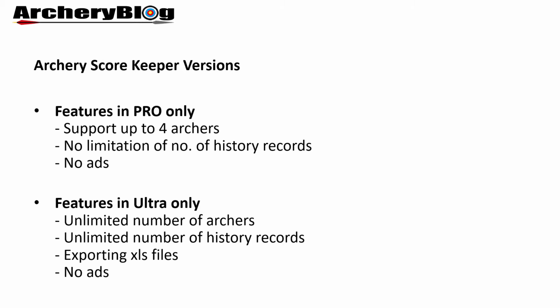And if you go for the next step up, the Ultra version, you can have as many archers as you want. You can store as many history records as you want. Well, that's really the same in both, to be honest. But you are able to export to Excel files if you have the Ultra version as well.